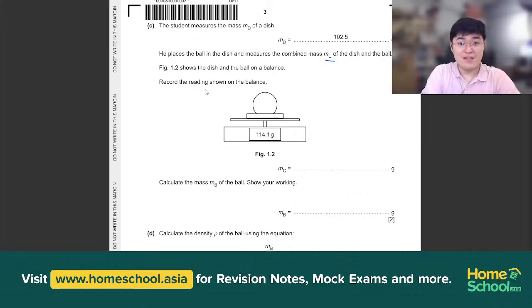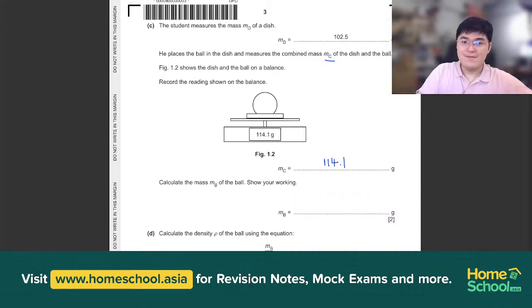So we are to record the reading shown on the balance. The balance over here is very simple. This is a digital mass balance, right? Whatever it says down here, we just write it down over here. So the combined mass over here is 114.1 grams, already given for you, okay?